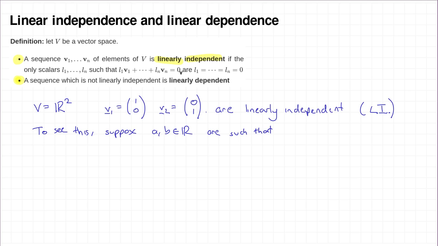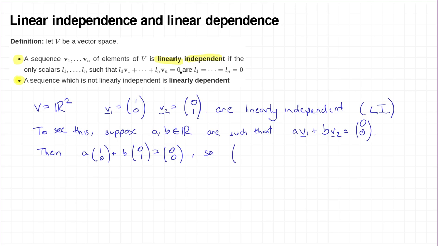So suppose they satisfy a times v1 plus b times v2 is equal to the 0 vector, which in our vector space is this. Well then, what can we say? We know the definition of v1 and v2, so let's just write this out. What do I have? I have a times (1, 0) plus b times (0, 1), and that's equal to the 0 vector.